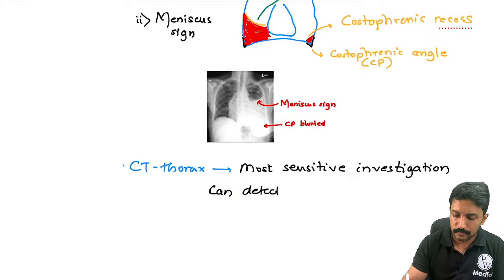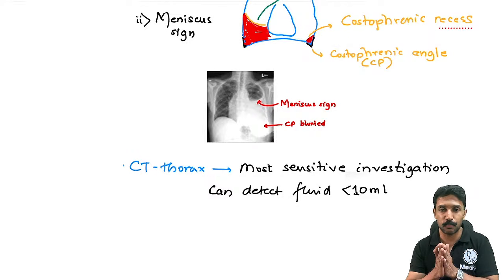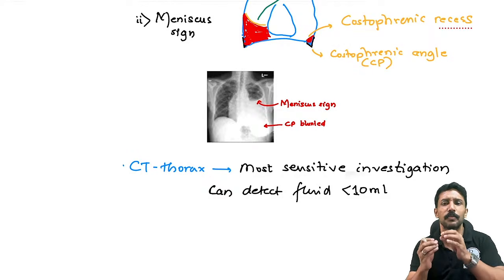So it can detect pleural fluid less than 10 ml as well. It is most sensitive, but it comes with radiation exposure and cost, so it is something that we don't routinely like to do.